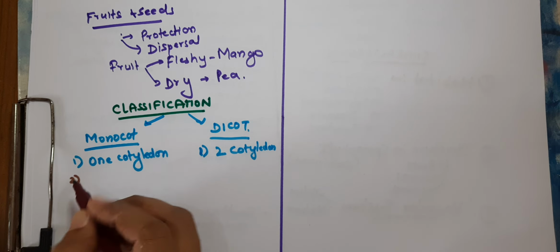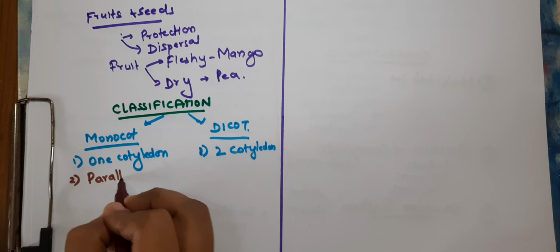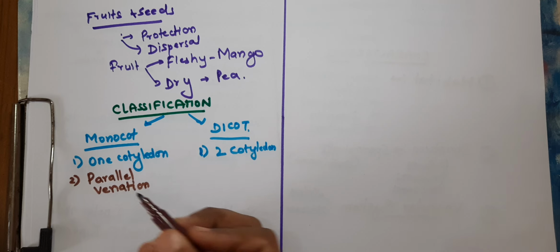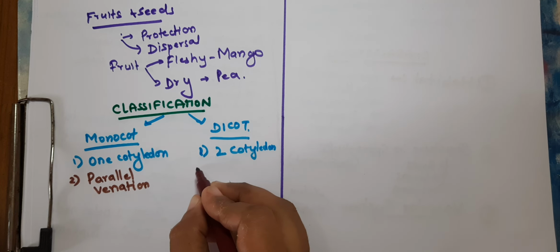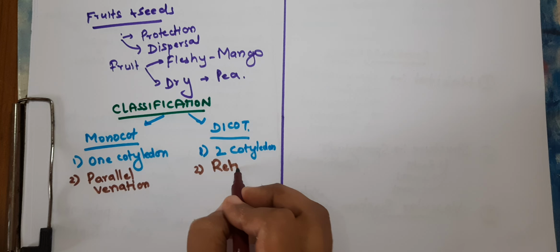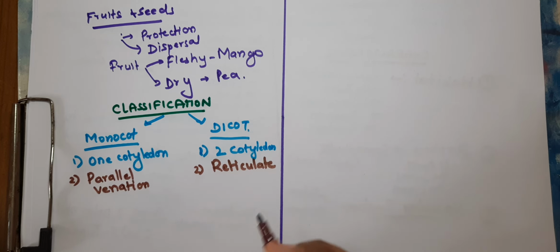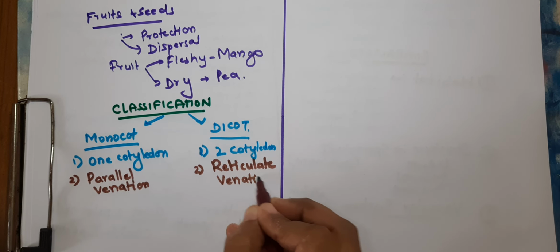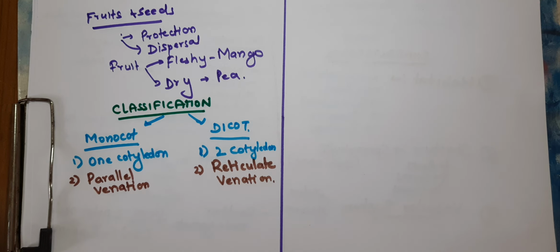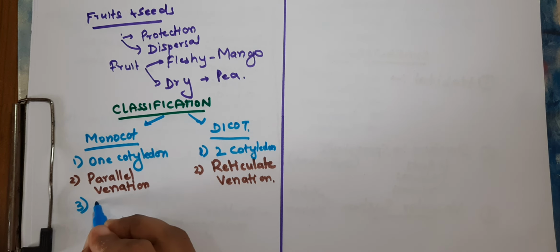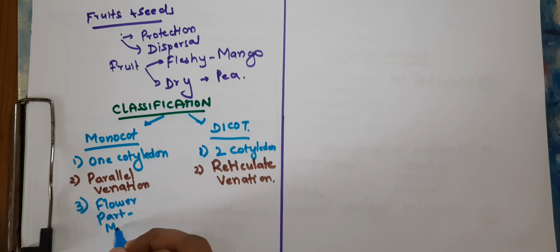The monocots exhibit parallel venation. The pattern of arrangement of the veins is parallel in the monocot, whereas the dicots display reticulate venation. Students, I have a video in which I clearly showed the venation patterns. You can go and check it out to understand what parallel venation and reticulate venation are. The third difference between the monocot and the dicot is that the monocot has flower parts in multiples of 3.